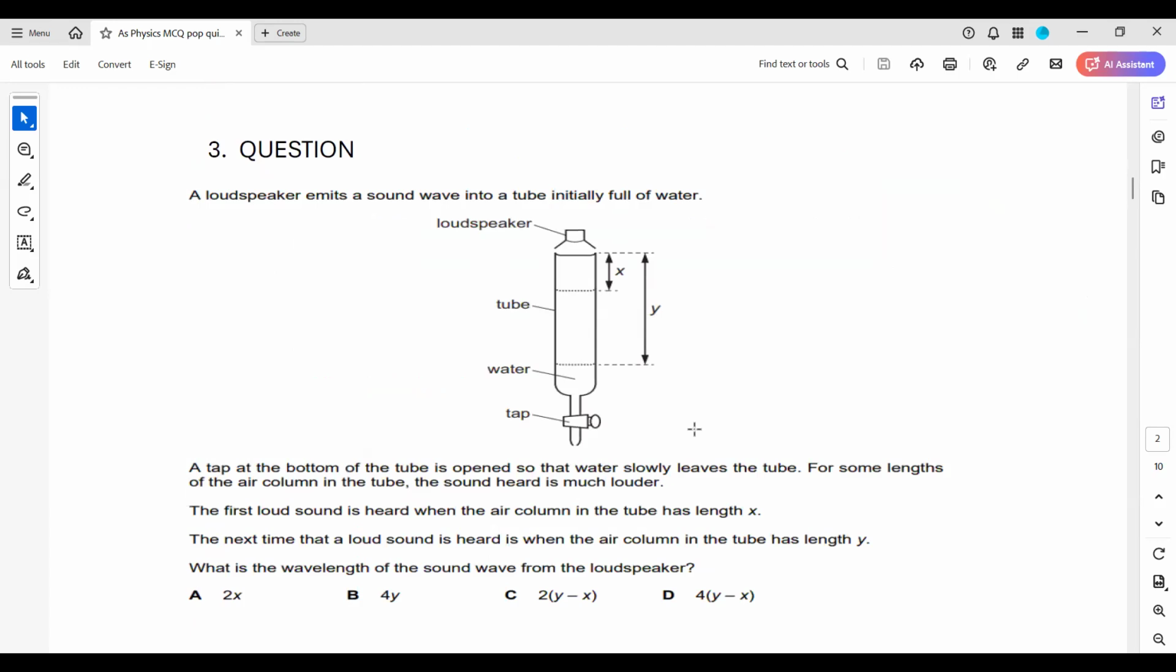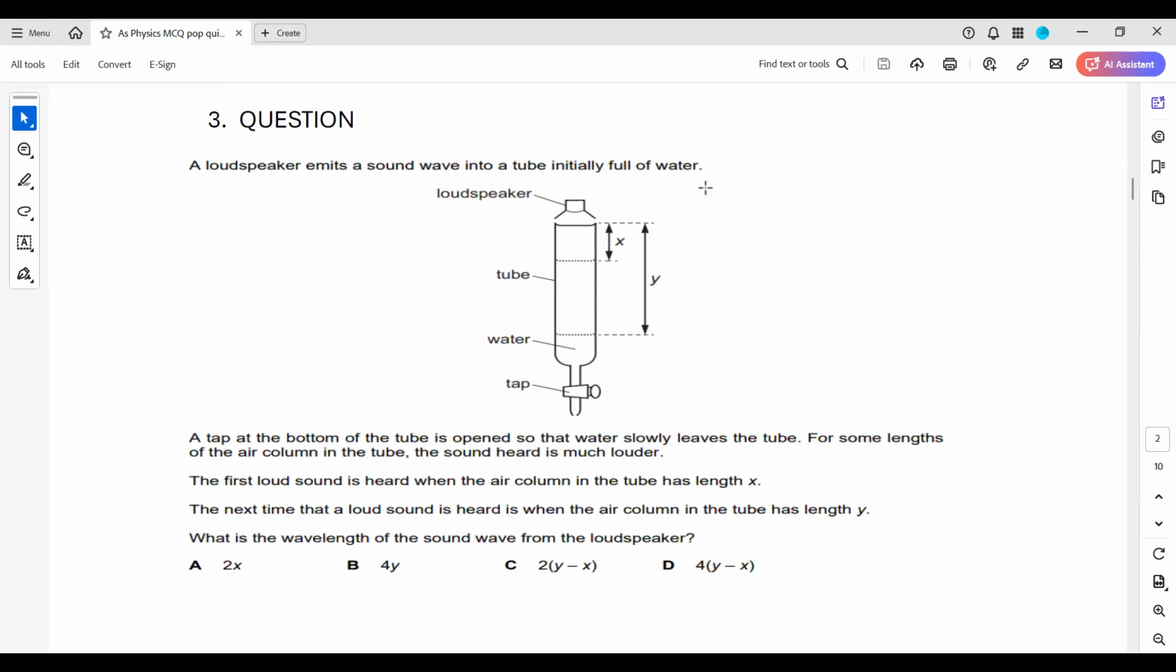Next is question 3. A loudspeaker emits a sound wave into a tube initially full of water. So this is a loudspeaker here. The tube is completely full of water. Then a tap at the bottom of the tube is opened so that the water slowly leaves the tube. The water is removed from the tube.